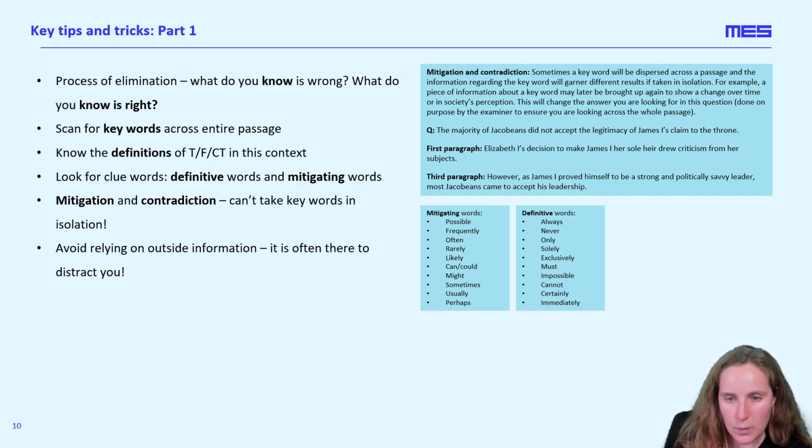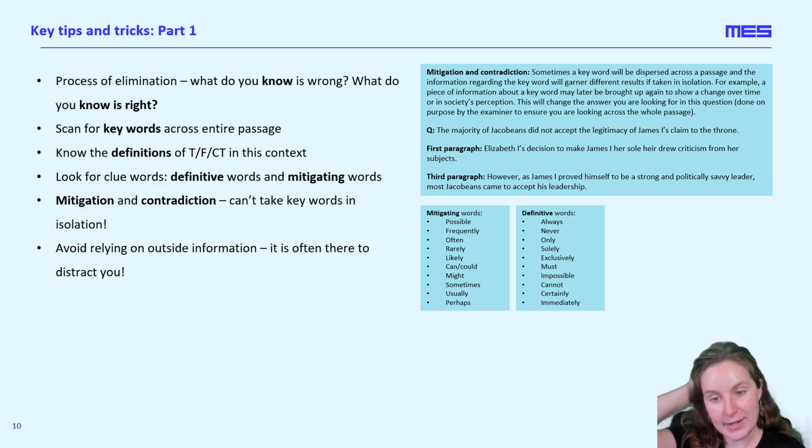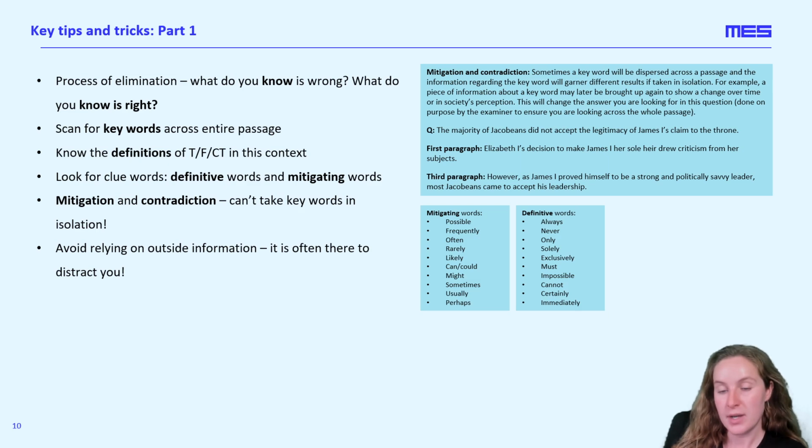Similarly, mitigating words do the opposite, right? They open up multiple possibilities for you across the text. So it is possible, for example, it is frequently, often, rarely, likely, can, could, might, would, sometimes, usually, perhaps. So for example, this is adding much more doubt into your answers. And so if it is asking what might happen, it's opening up the possibilities for you. You want to be mindful as the definitive words and the mitigating words both speak to and guide you towards a specific kind of answer. We're going to look at this more going forward as well.